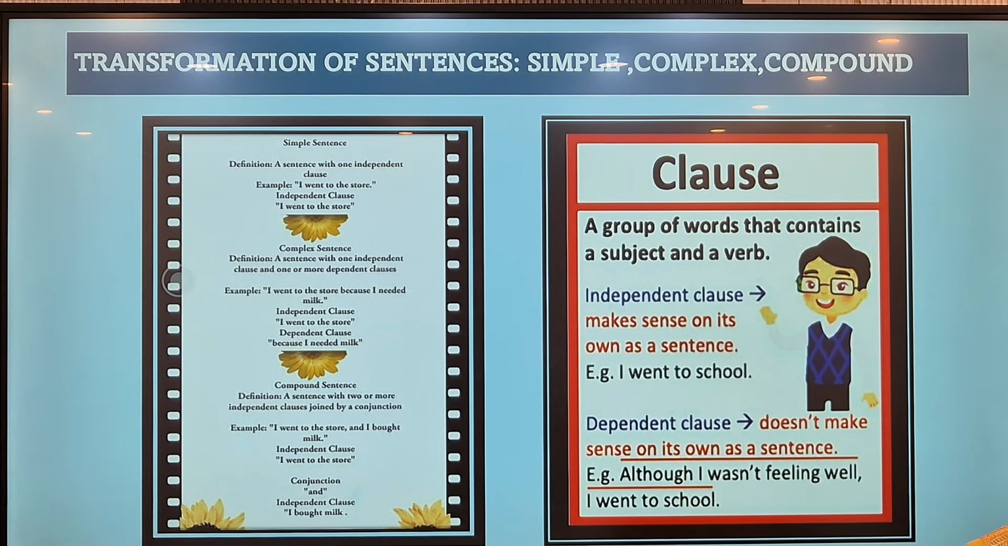Now, what is a dependent clause? It doesn't make sense on its own. Although I wasn't feeling well, I went to school. So, although I wasn't feeling well, this does not make any sense on its own. It makes sense only when we add the line I went to school, that is, although I wasn't feeling well, I went to school.